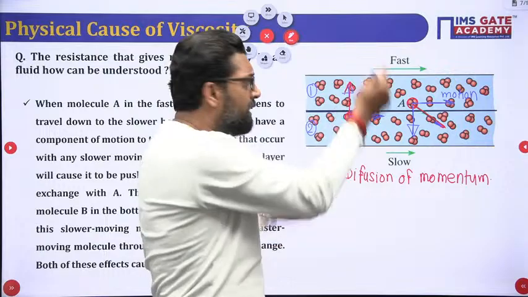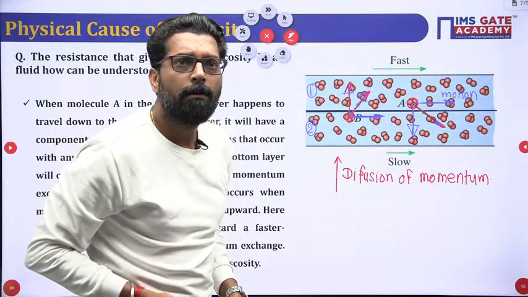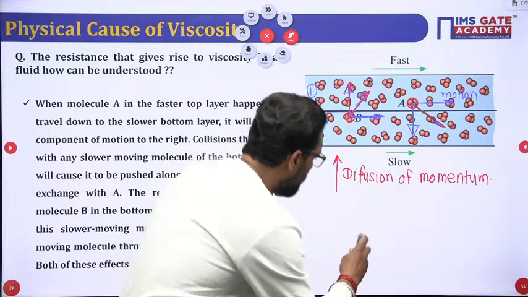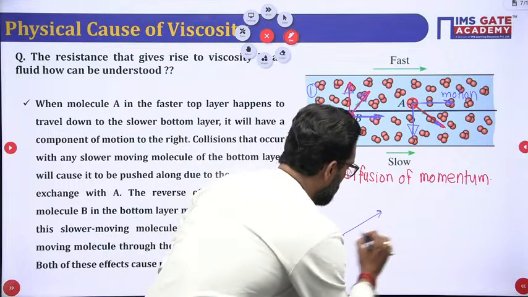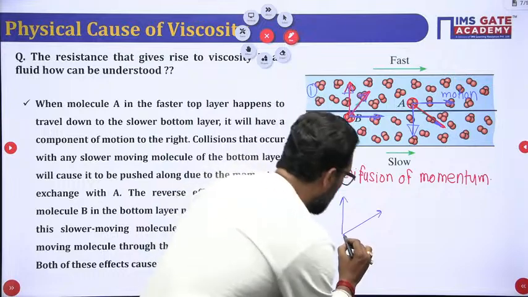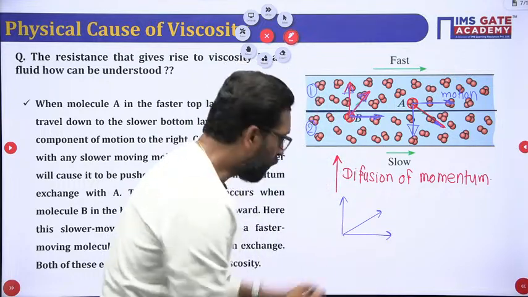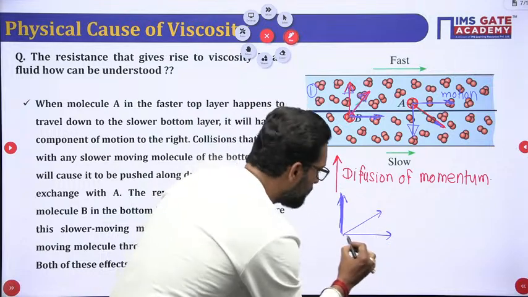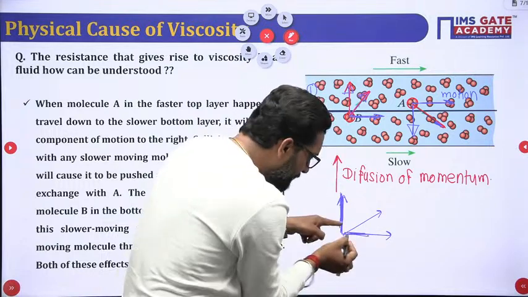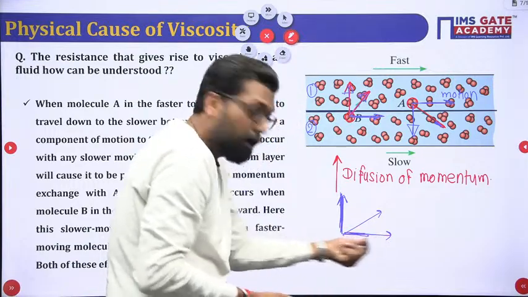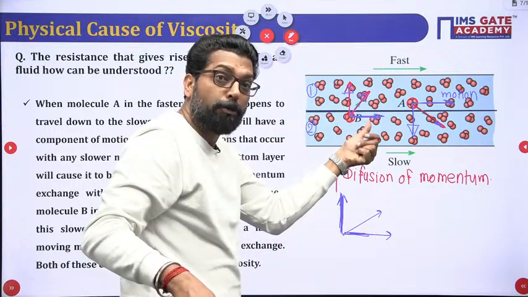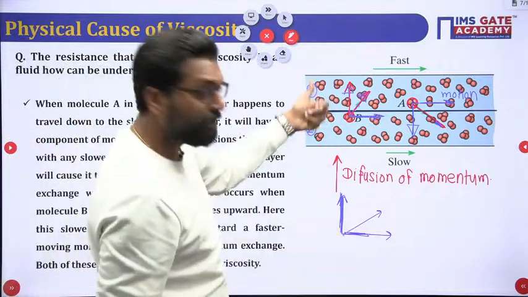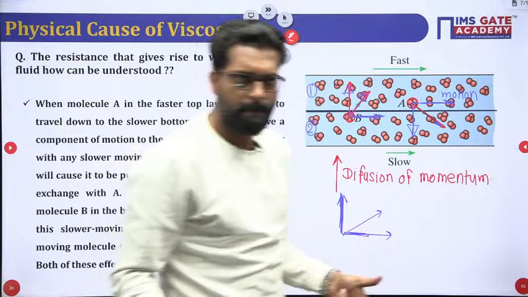Now, if the diffusion is high, the relative motion is low. Yes or no? See, this is your resultant component. So this is the direction of diffusion and this is the direction of motion. If the diffusion is higher, this component is lower, that means this causes the motion to be lower. So the higher the diffusion, the lower the motion, and the lower the motion, the higher the viscosity. The higher the viscosity, the higher the diffusion. Clear?